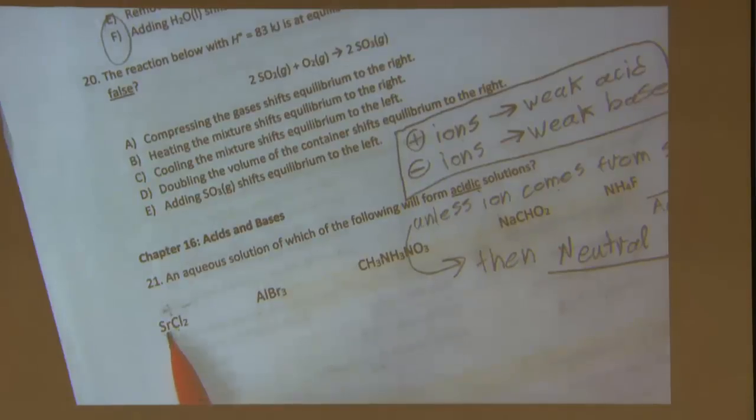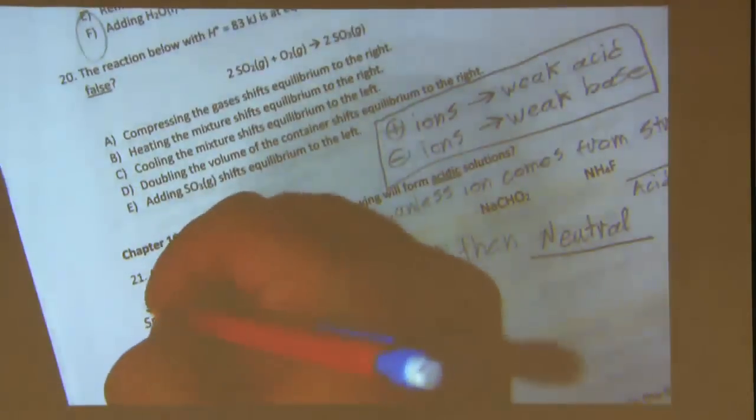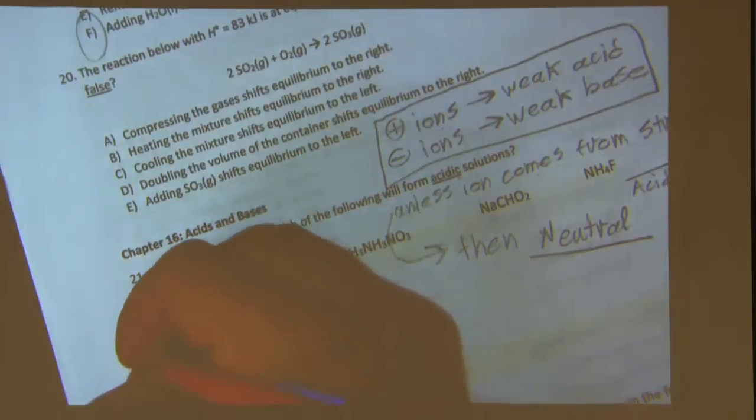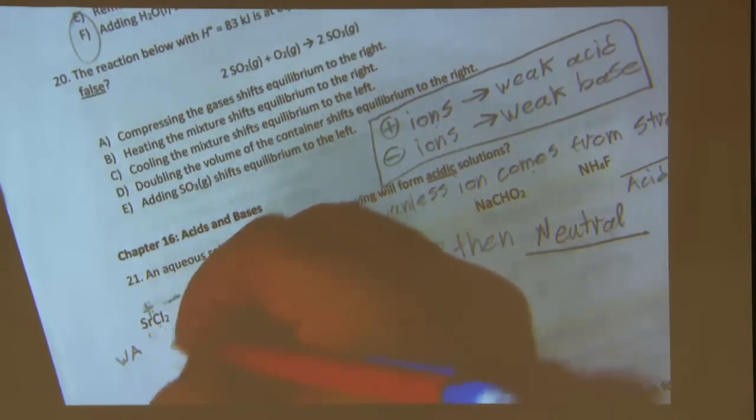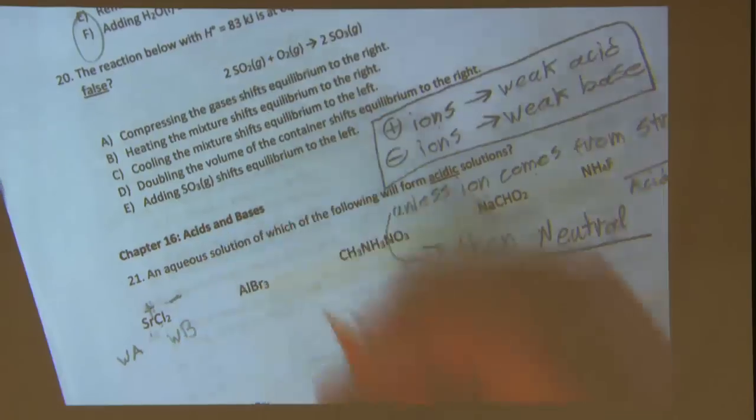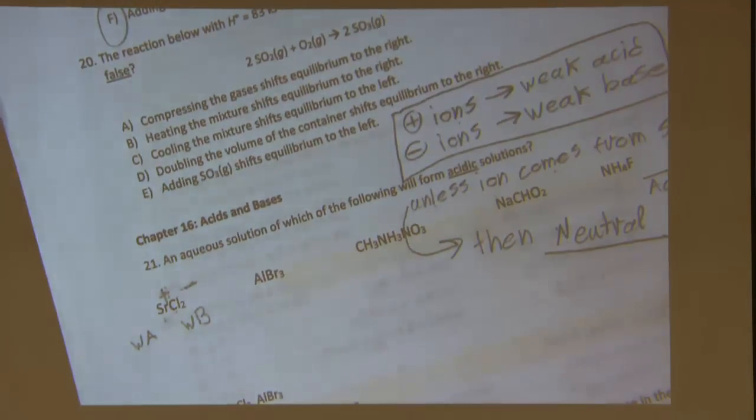So look here, SrCl2. Positive ions always act as weak acids. Negative ions always act as weak bases, right? But are any of these ions coming from strong acids or bases? Is Sr coming from one? Yeah. Actually, yes. It's coming from, here, let me show you, SrOH, right over here.